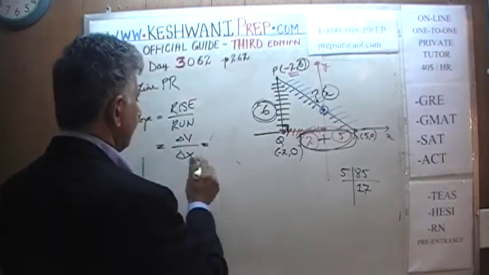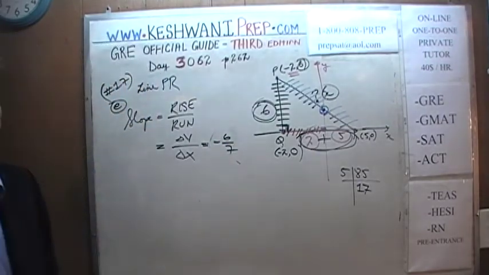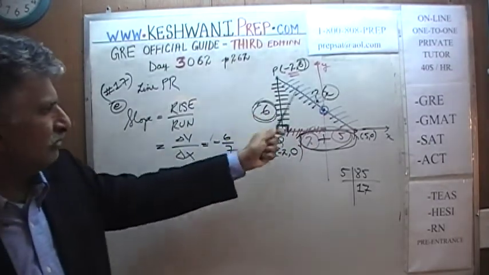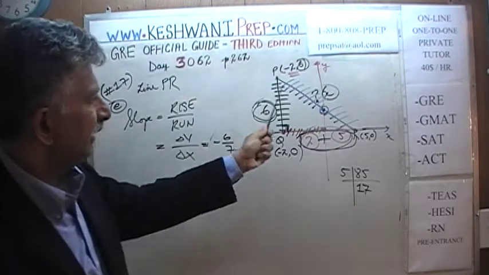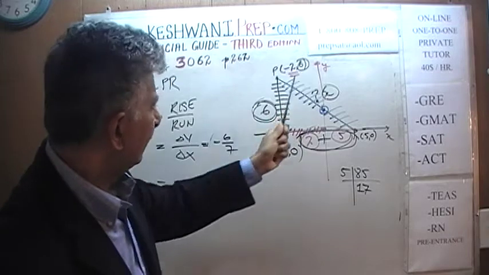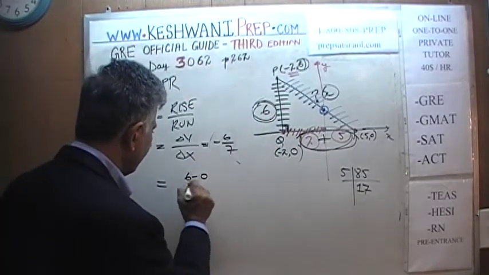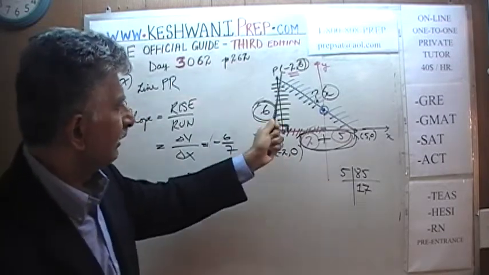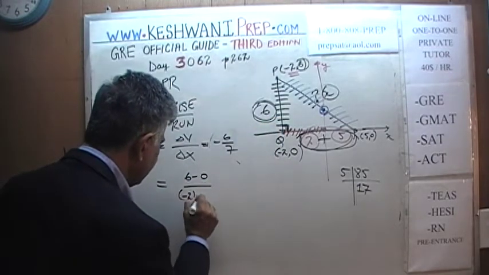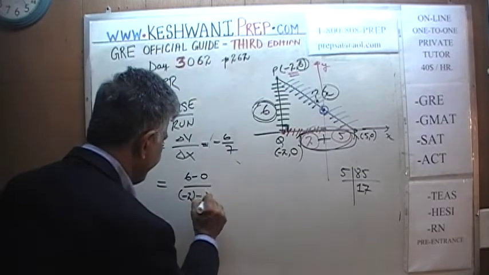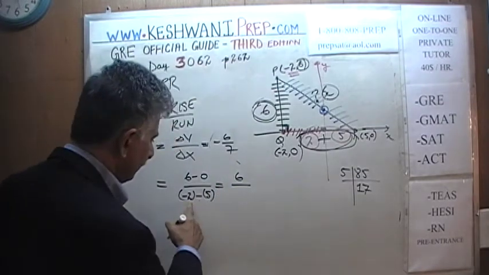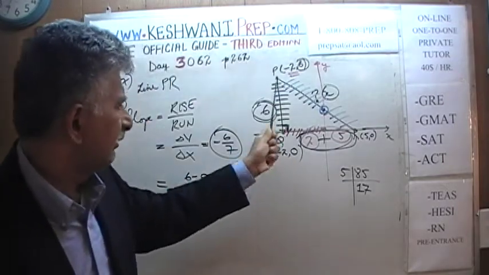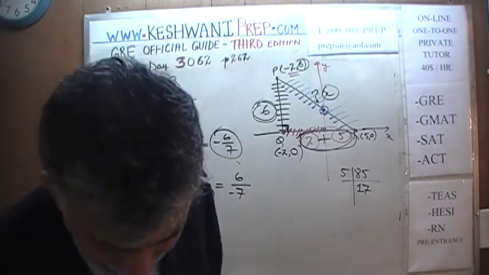The answer is negative 6/7. That's all. We know how to do the mumbo jumbo with the 2 points here. We would have gotten the same answer had we used these 2 points, and we can do that if you like. If you use the point P and the point R, the change in y is 6 minus 0. And remember, we're going from P to R, so we mustn't change the direction. The change in x is going to be negative 2 minus 5. So it's 6 over negative 7, which is exactly what this is. But we don't have to do all this mumbo jumbo. As we can see, the change in x is 7, the change in y is 6, and you can clearly see it's negatively sloped. So that was the slope.